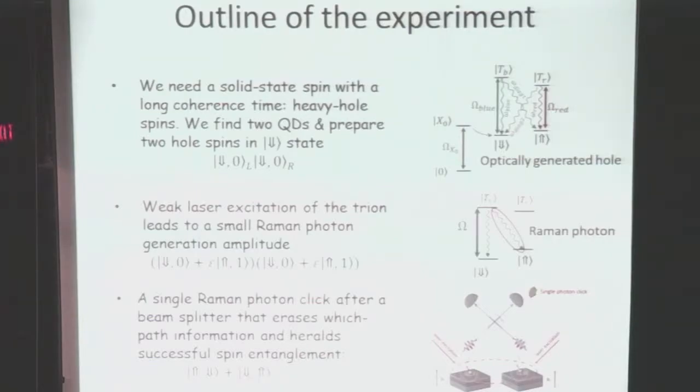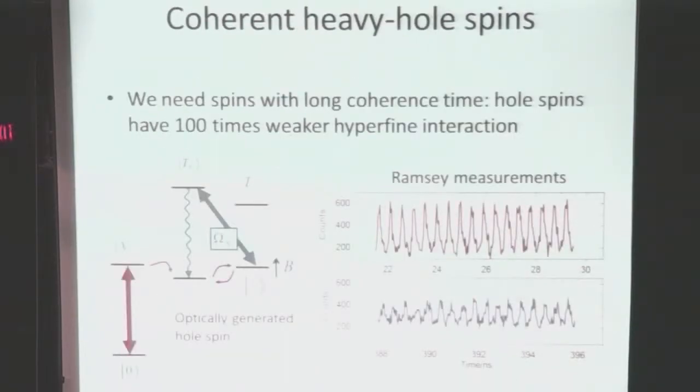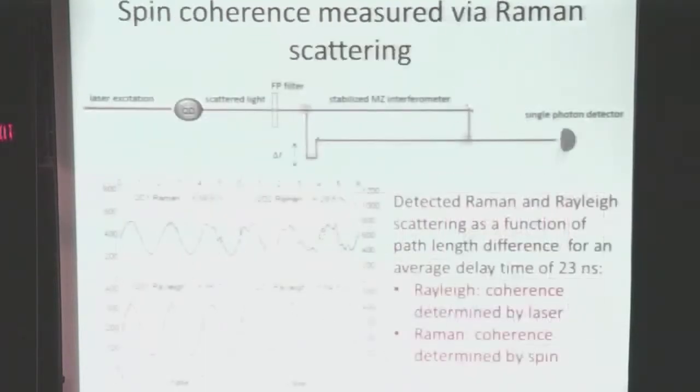So that's the idea. Just to show you that hole spins indeed have long coherence times, we measure using Ramsey interferometry coherence times up to 250 nanoseconds. So more than 2 orders of magnitude longer than electron spins. We can actually also measure the spin coherence using Raman scattering.